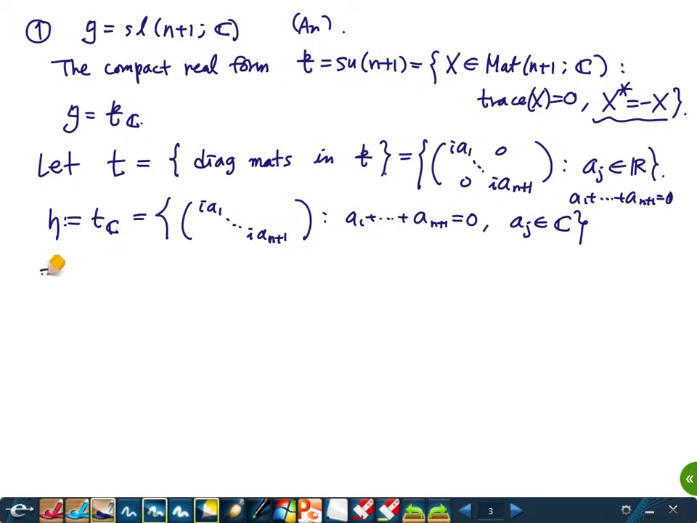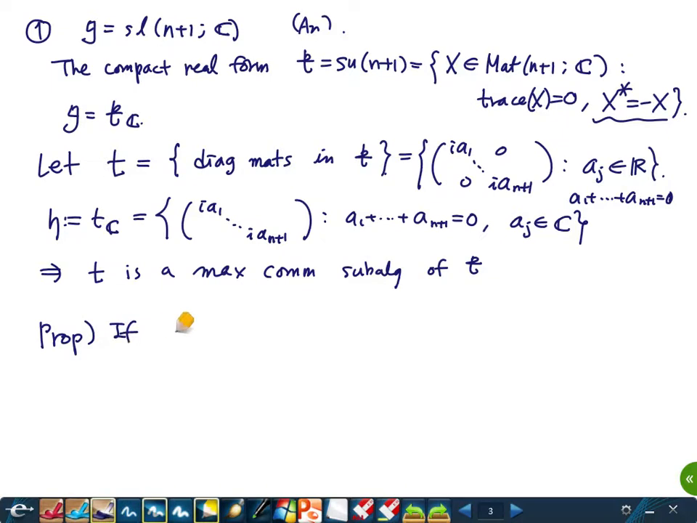But then T is a maximal commutative subalgebra of K. Why? We have to prove it. We'll prove it. Okay, so we need to prove it. So let's prove it. Proof. Oh, let's write proposition.